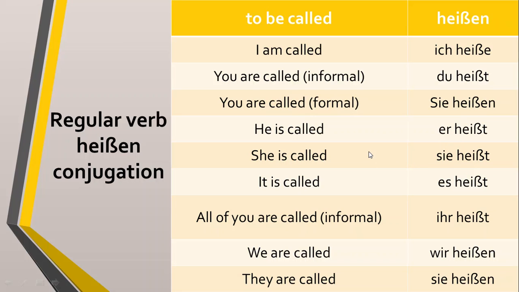"All of you are called" is "ihr heißt", and then we have "we are called", "wir heißen", and "they are called", "sie heißen". So again, please note that for the formal "you" case, the form of the verb "heißen" is conjugated just as it is conjugated for "we are called", "wir heißen", and "they are called", "sie heißen".